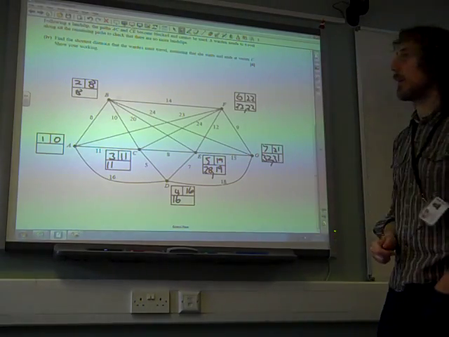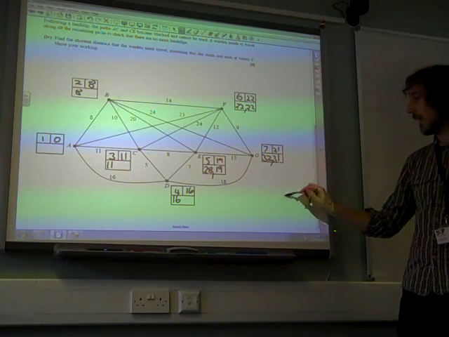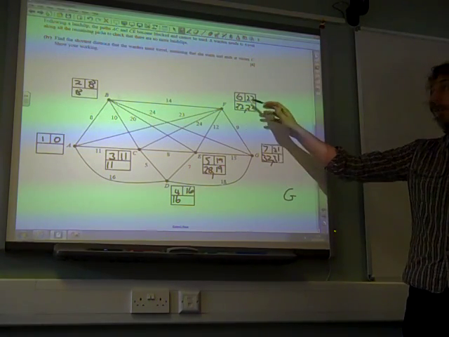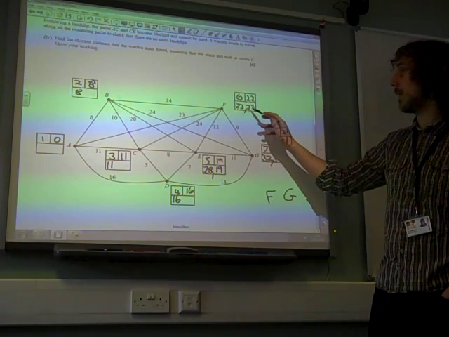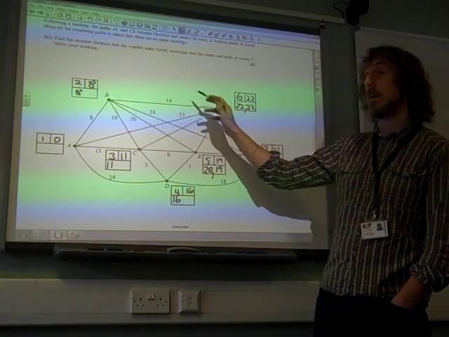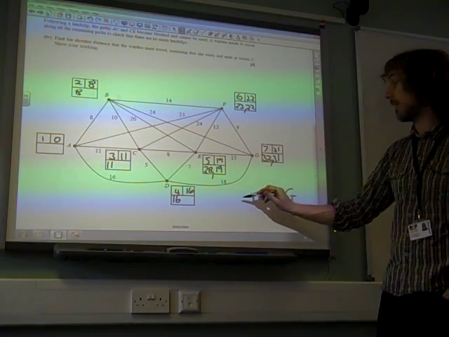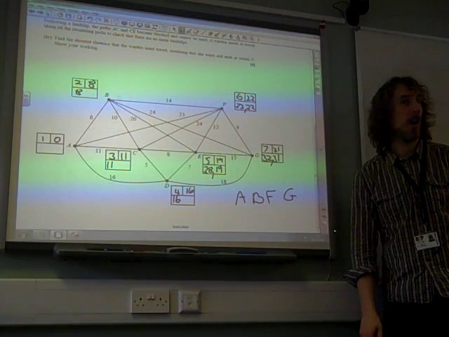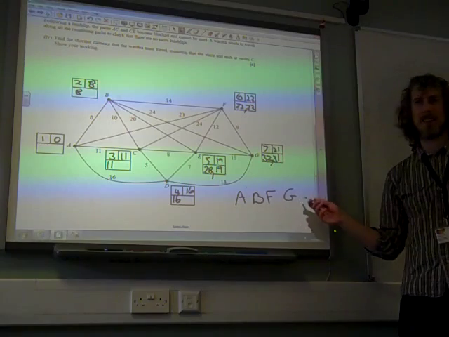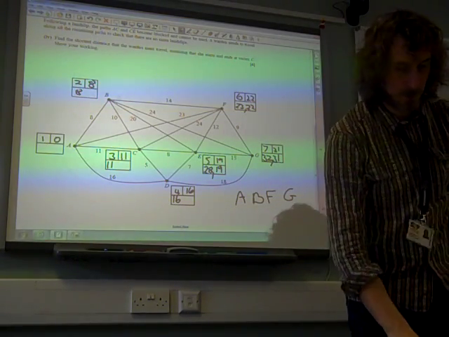Right, we need to say what the path is, what the route was. We've ended at G. 31 take 9 is 22, so we came from F. 22 take away 14 is 8, so we came from B. And 8 take away 8 is 0, so we started at A. So that is the route. And I write it in that order. It's A to G that we're going, so that we get the credit the other way around.